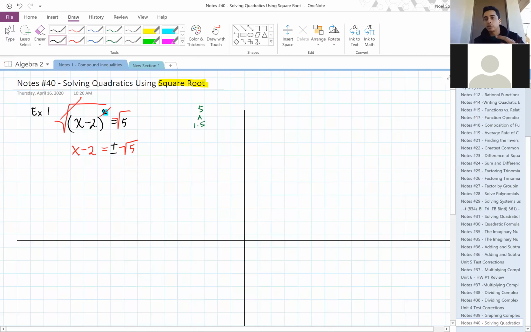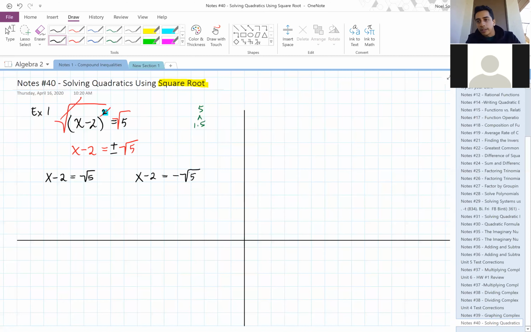All right, so from here, check it out. You're going to have to split this into 2 equations, one utilizing the positive square root of 5, one utilizing the negative square root of 5. So you have x minus 2 equal to the square root of 5. We'll consider that one the positive. Then we have x minus 2 is equal to the negative square root of 5.